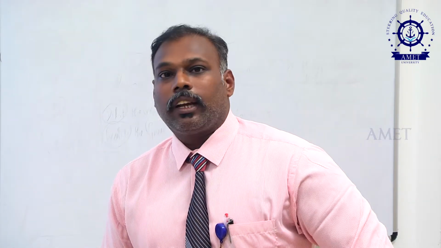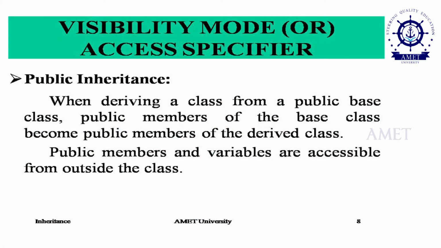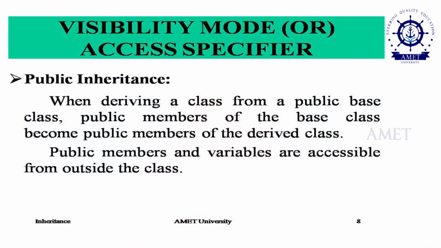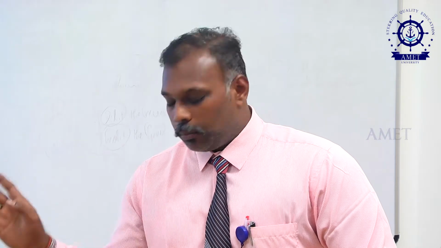The next one is public inheritance. As the name itself reveals, public means anyone can access the members and functions declared and defined under the base class. This is the essence. If you have one base class and multiple derived classes, then the functions outside the class can all access the members and functions of the base class. This is public inheritance.